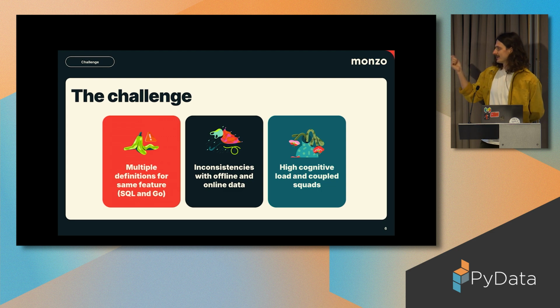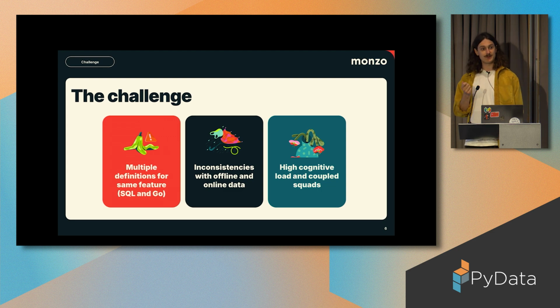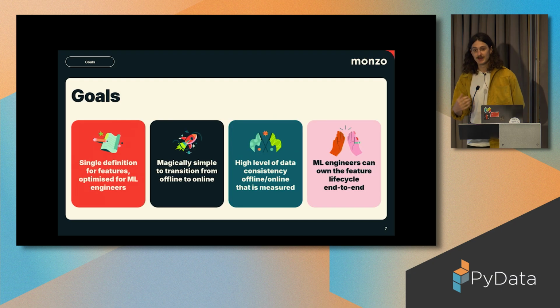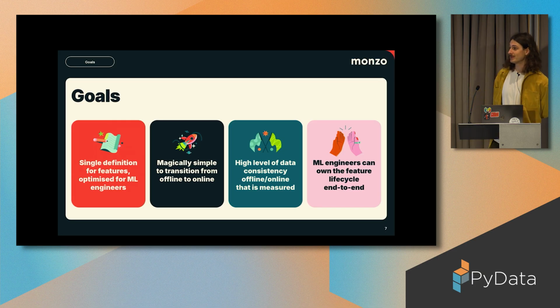And as well, it's coupling those two squads. So if you have an ML engineering team with a model at Monzo, you can own the life cycle of that model up until you get it into that API. But prior to this, you had to have that engineering team come in and get that data available to you. So the ML platform team decided we wanted to solve this problem.